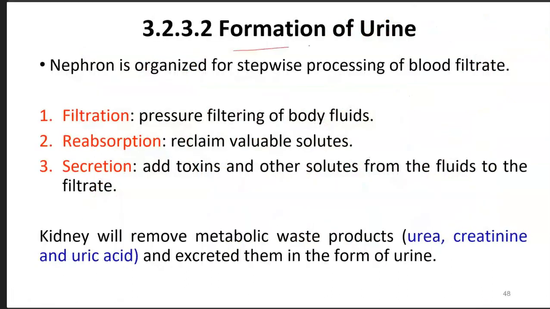So, formation of urine. The nephron is organized for stepwise processing of blood filtrate. The first process is filtration. What is filtration? It involves blood pressure, the difference in hydrostatic pressure and osmotic pressure, that causes body fluids to be filtered. This occurs between the glomerulus and the Bowman capsule.